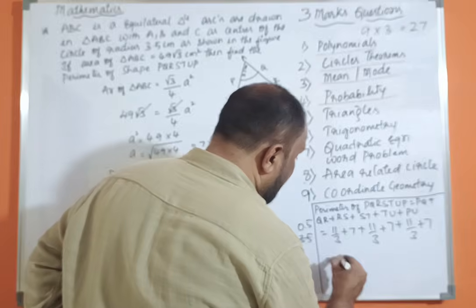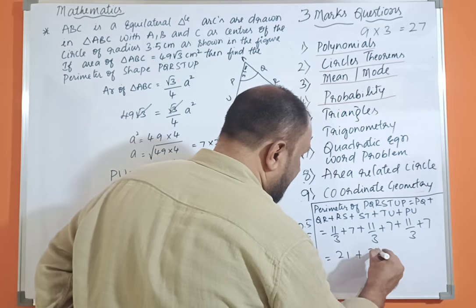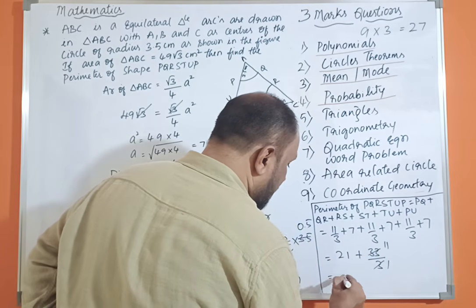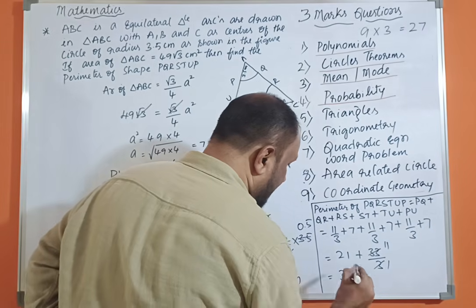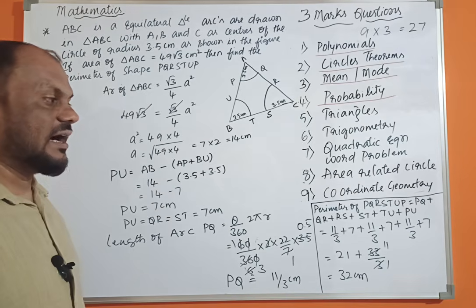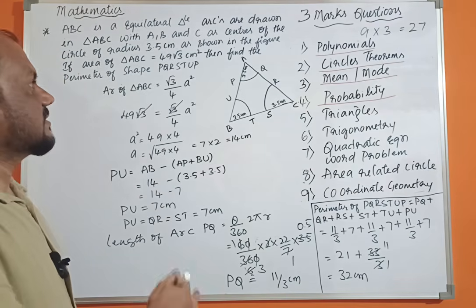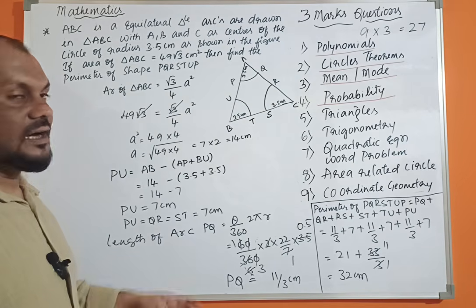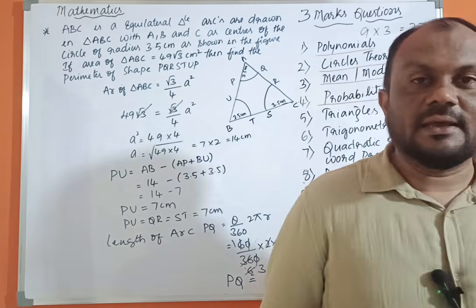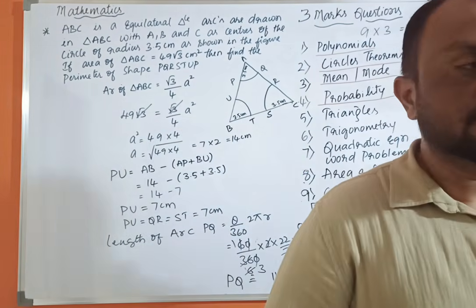Now 7 three times is 21, and 11 by 3 three times is 11 times 1, which is 11. So 32 centimeter. This is the perimeter of PQRSTUP. So this is the way you can easily find the perimeters of given figures. It may be asked in quadrilaterals, and we may ask in squares also.